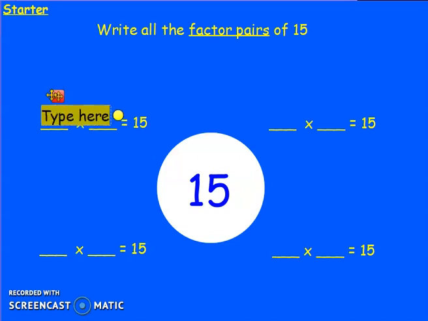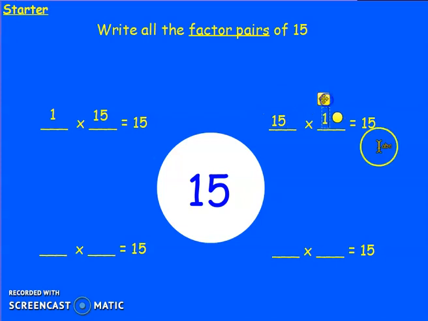I taught you before the best way to work through this is to work systematically. Start from 1 and work your way up. I'm starting with the number 1. 1 times 15 equals 15. And I can switch those numbers round to do it the other way. 15 multiplied by 1 equals 15. So 1 and 15 are factors of 15.